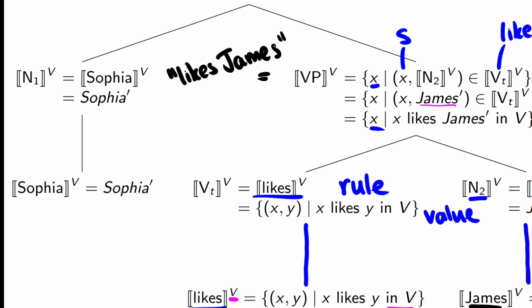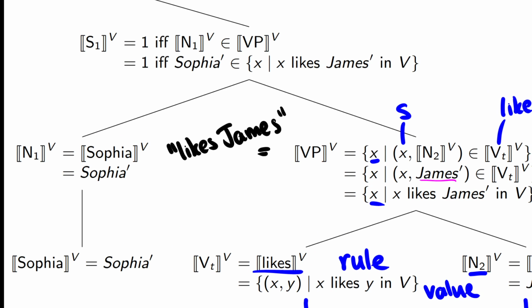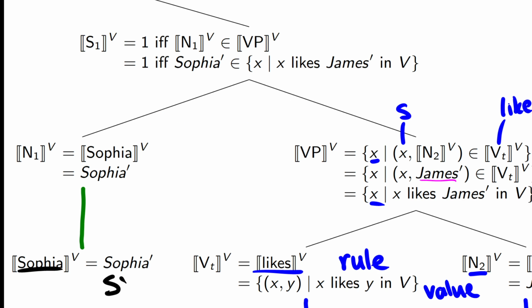Okay, at this point, we now need to find the meaning of the sentence. So that's the sentence, Sophia likes James. So before we do that, we need to know the meaning of Sophia. So Sophia, we're going to call this Sophia prime, or we could call this S prime if we're writing it by hand. It goes up to the noun. It has just one daughter, so the rule for the daughter is just going to be, take the same meaning as the daughter, and that'll give us a value of Sophia prime.